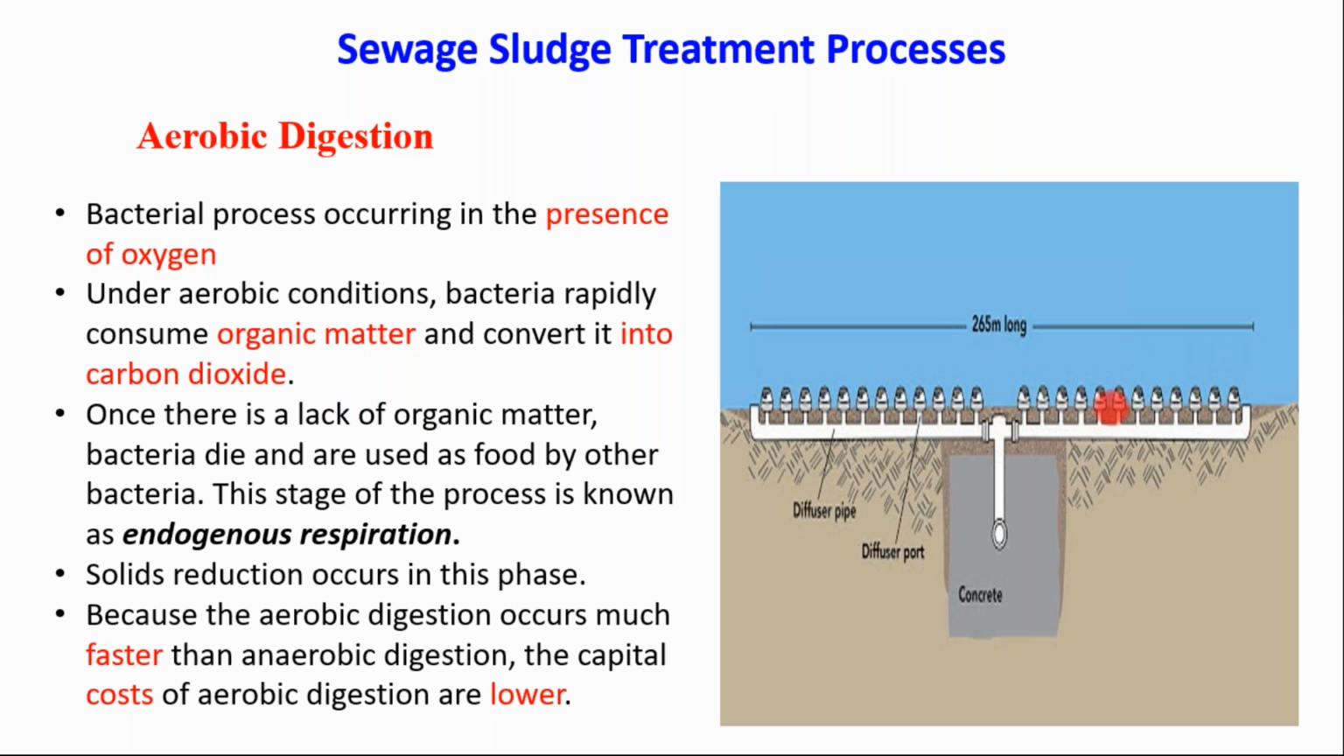So from this diagram you can understand. It is an open reactor and it is in the presence of air. These diffuser pipes and diffuser ports are provided, and cement concrete is utilized for the sturdy or rigid operation of this equipment, that is the digester.